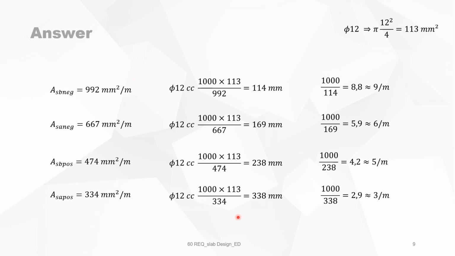Now take care, this must always be bigger than the minimum reinforcement. And the minimum reinforcement for a slab of 200 millimeter is around 205, I think, square millimeters per meter. So this is okay. If not, you must replace this by minimum reinforcement.